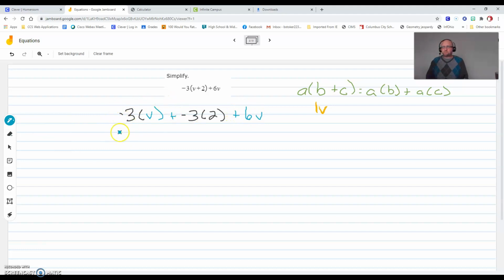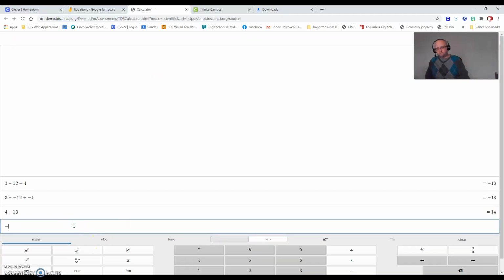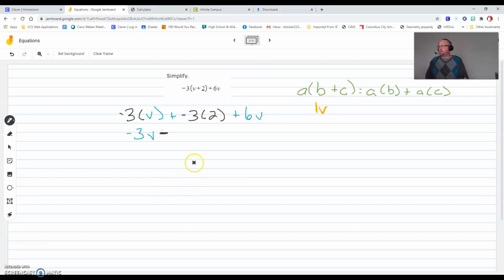So now that I've done that, I now have my terms, right? I have negative 3 times 1, that's negative 3, plus, minus, so negative 3 times 2, that leaves me negative 6. So I'm good there. So that's just going to be negative 6. And then my last one is going to be plus 6v. And then the only other thing I'll do is I write mine in order from least to greatest. 6v is bigger than negative 3v. That way I don't have to worry about all those signs. And then minus 6. And then I can combine my terms from there.